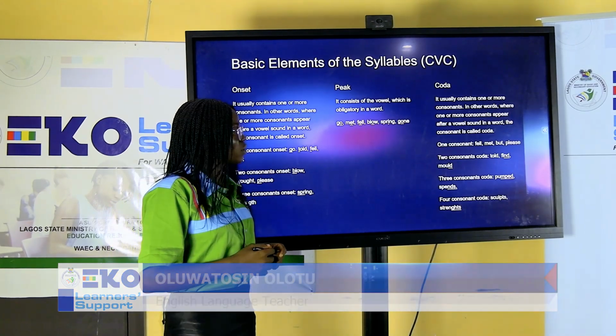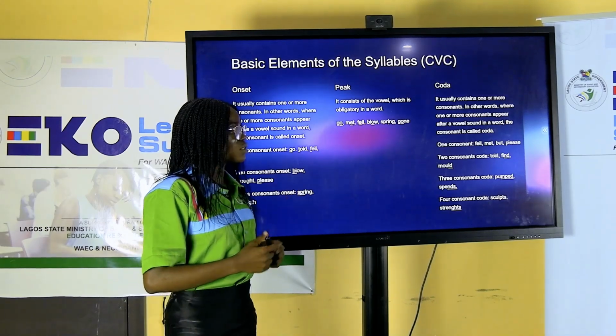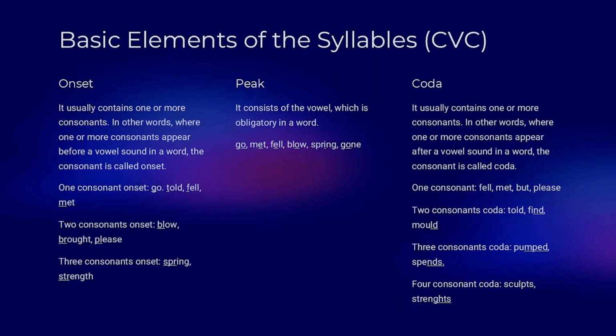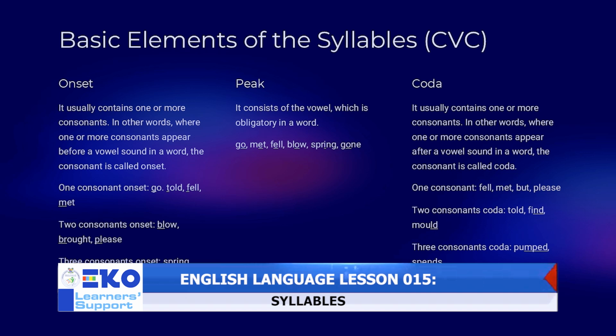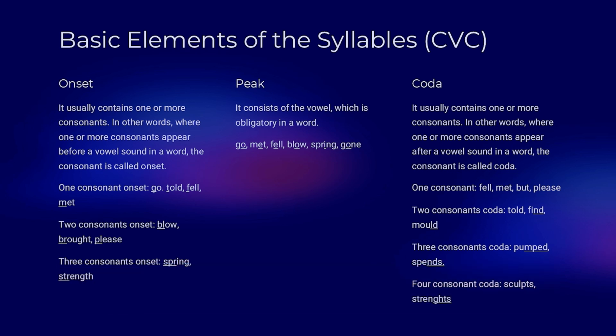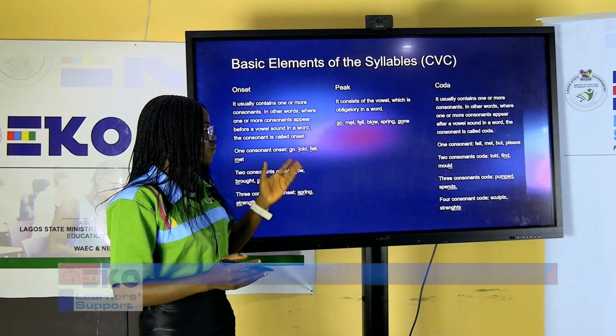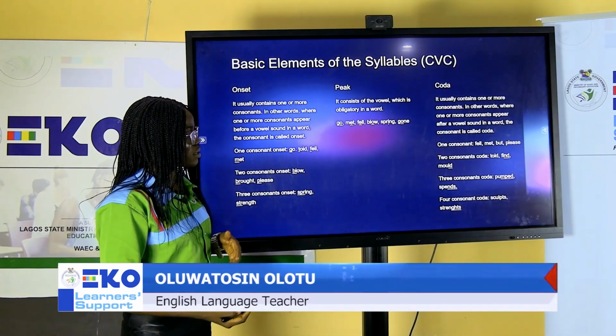That is a 1 consonant coda. Then 2 consonant coda, we have toad, LD, ND for find, then LD for mold. We can also have 3 consonant codas, as in the case of pumped, MPT. As in the case of spent, NDS. We can also have 4 consonant codas, as in the case of skirts or strengths. All these are examples of 4 consonant codas.